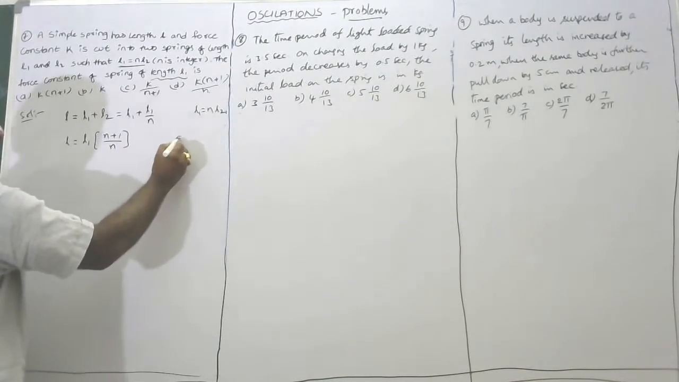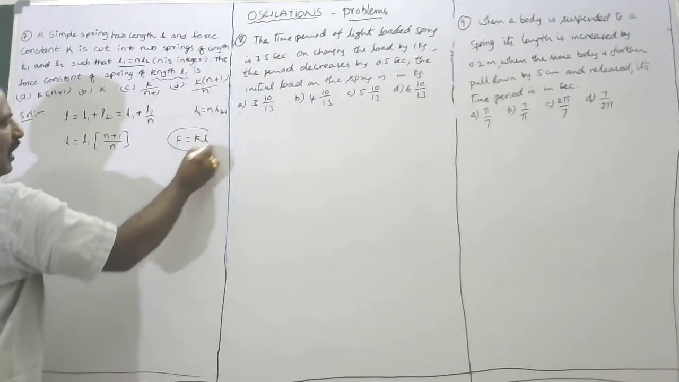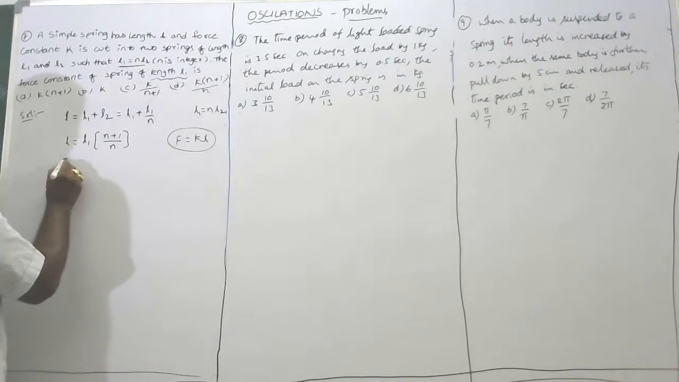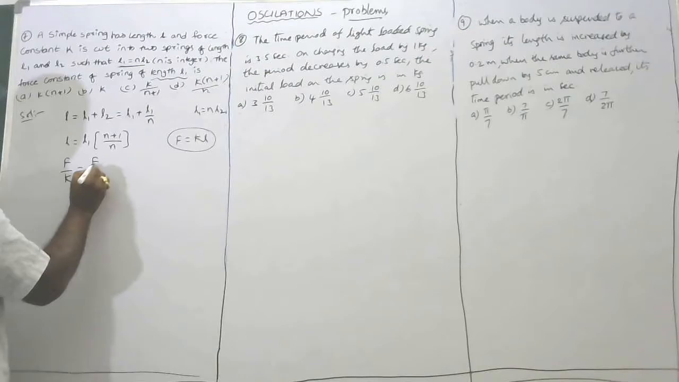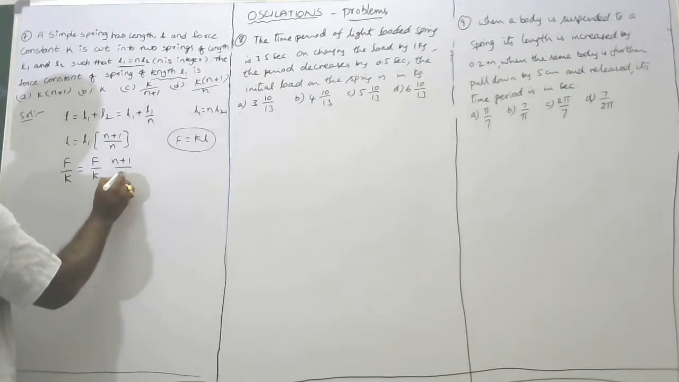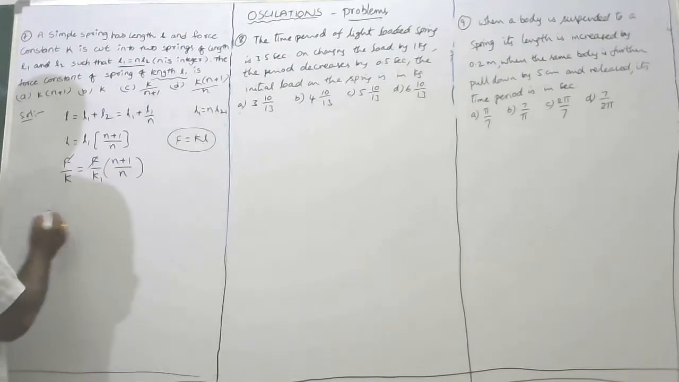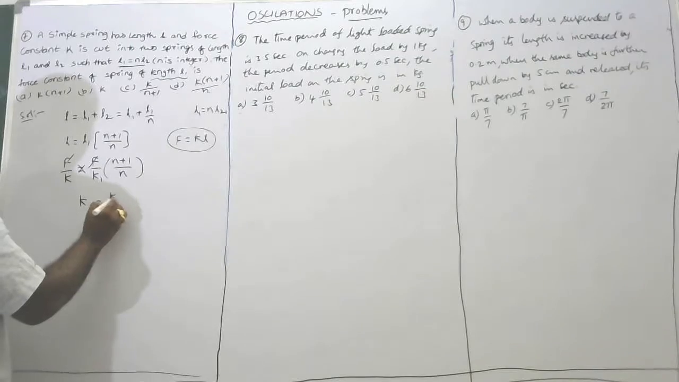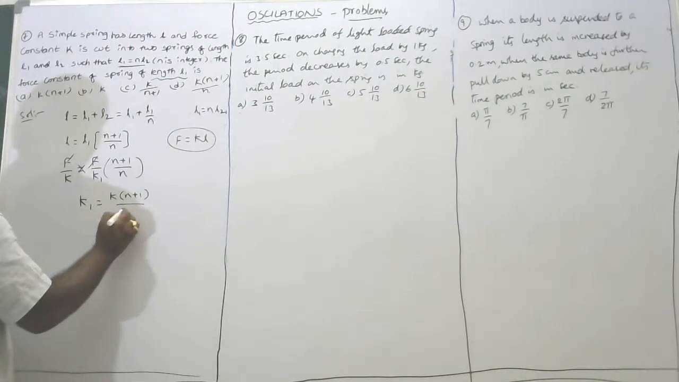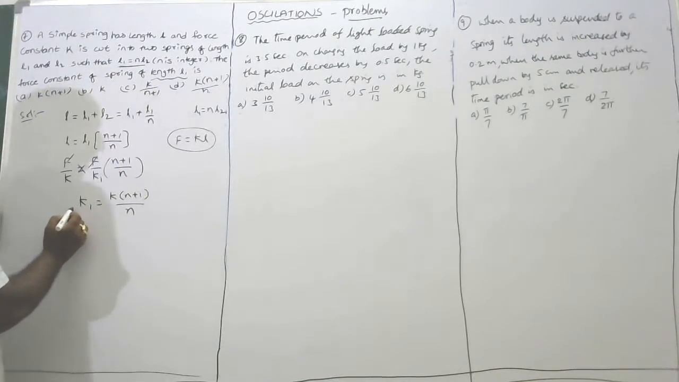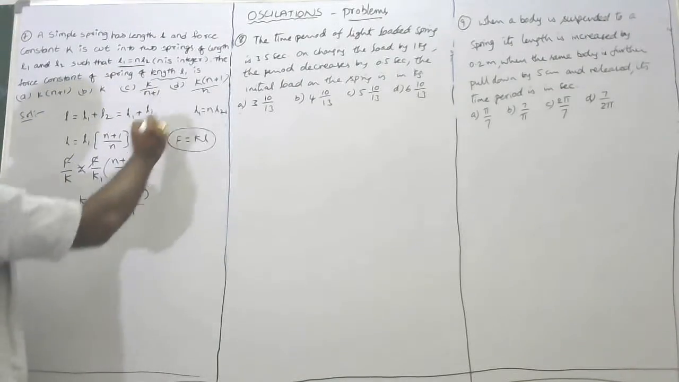Now you know F is equal to Kx, K is the force constant or spring constant. From this x is equal to F by K. This is the initial length. For here, F by K1 is equal to n plus 1 by n. Now F gets cancelled. Cross multiplying it, K1 is equal to K into n plus 1 by n. Here K1 is the force constant of spring for length L1. So option D is correct.